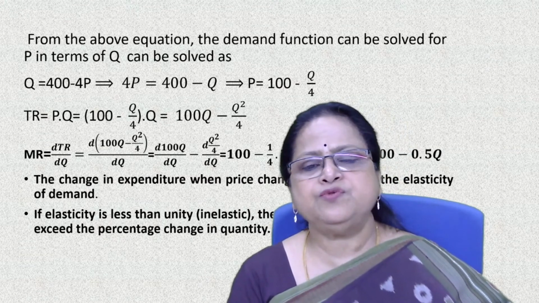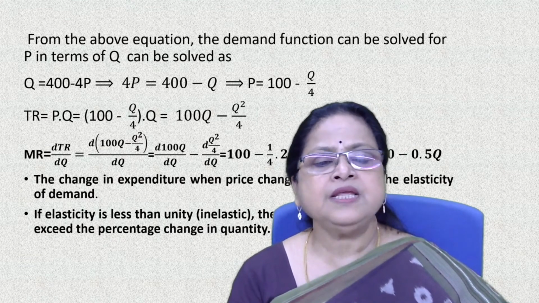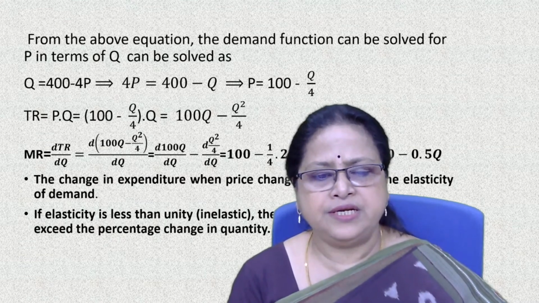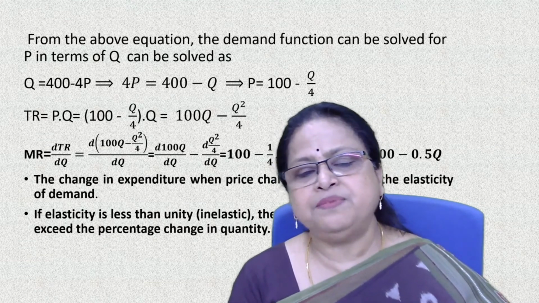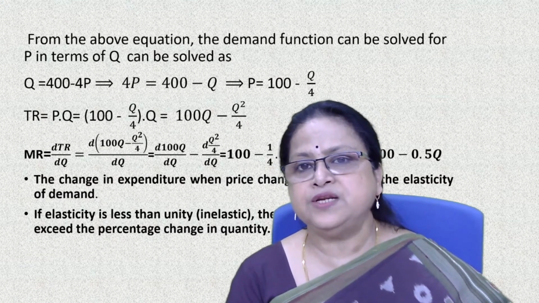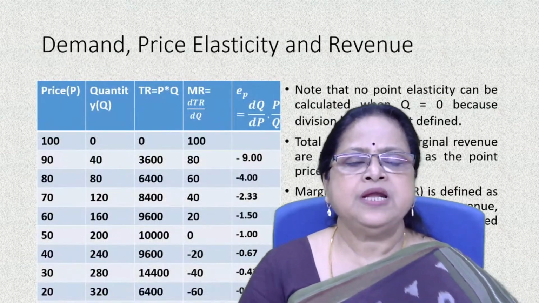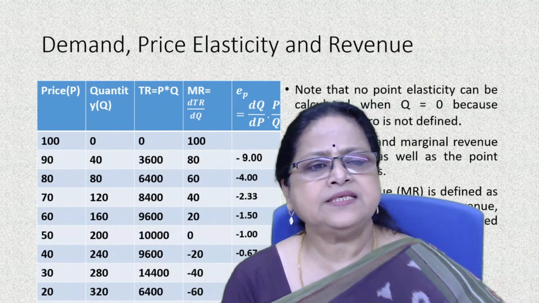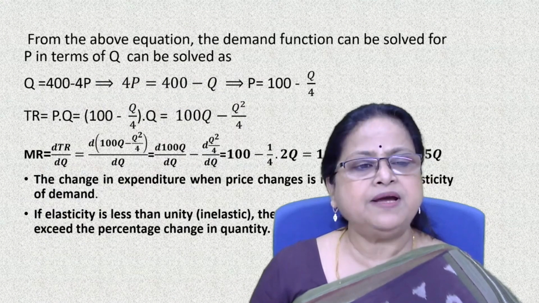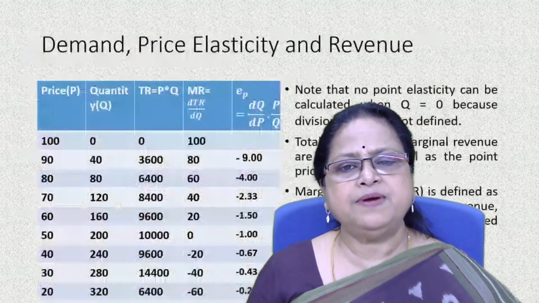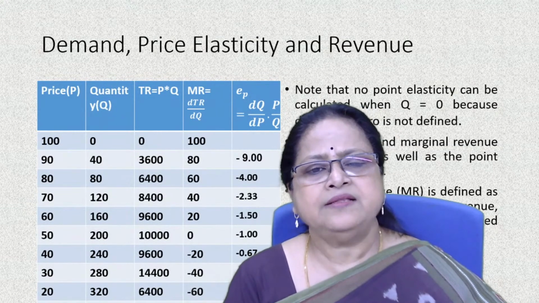The change in expenditure when price changes is related to the elasticity of demand. If elasticity is less than unity, that is inelastic, then the percentage change in price can exceed the percentage change in quantity, because the denominator will be higher than the numerator. Now this is the example here, based on this formula, Q is equal to 400 minus 4p, or P is equal to 100 minus Q by 4. So price, Q, then TR, then MR, then EP.